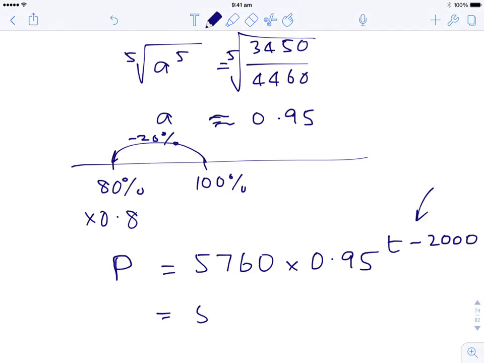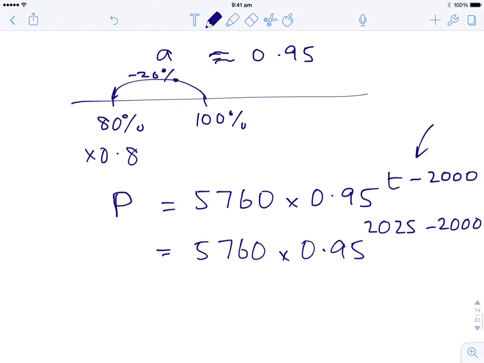Okay, so predict the population for this animal in the year 2025. We now just need to say, well, 2025, and just put it into our formula that we've just worked out. 2025 minus 2000. And we get our calculator out, and it's approximately 1600. Okay, so by the year 2025, the population will be roughly 1,600, and that's of course assuming that this rate of decline, 5% each year, continues.